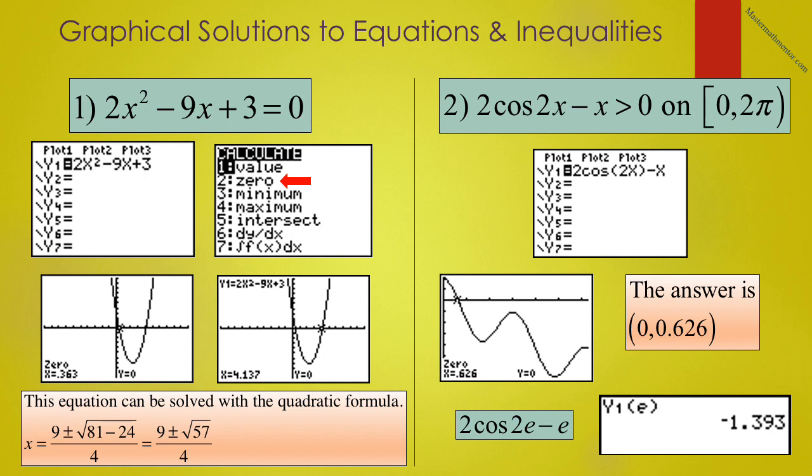If our function is called f of x, and we would like to find f of 2e, which would be 2 cosine of 2e minus e, we just use the y1 variable as described on the last screen and find y1 of e, and we get an answer of negative 1.393.